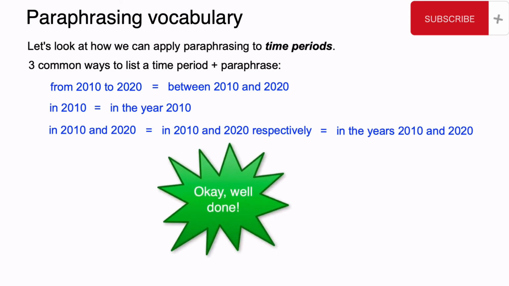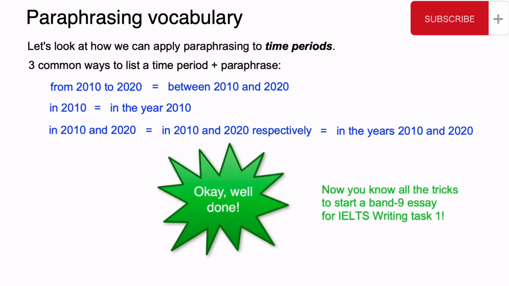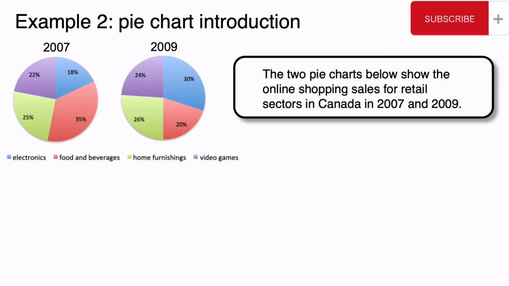Okay, well done! Now you know all the tricks to start a Band 9 essay for IELTS Writing Task 1. To make sure that we remember all those techniques, let's go through one more example. Here is a second example of an IELTS Writing Task 1 question. In this task, you need to describe pie charts. Let's try to write an introduction for this task.